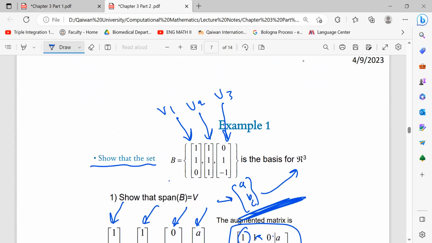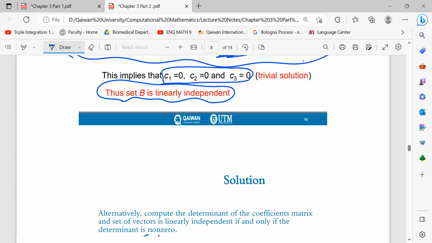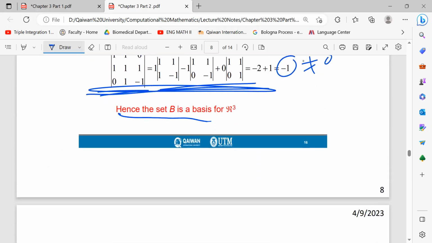Look, in B, these three vectors satisfy two conditions. These three vectors span R3, and also these three vectors are linearly independent. So they satisfy both conditions of a basis. That means these three vectors are a basis for R3, because they satisfy both conditions. So B is a basis for R3. B is the three vectors.